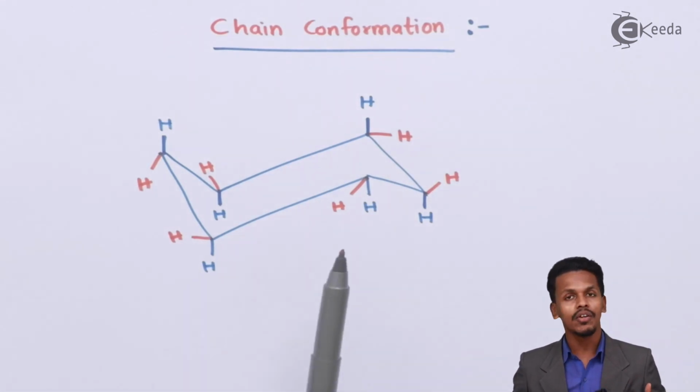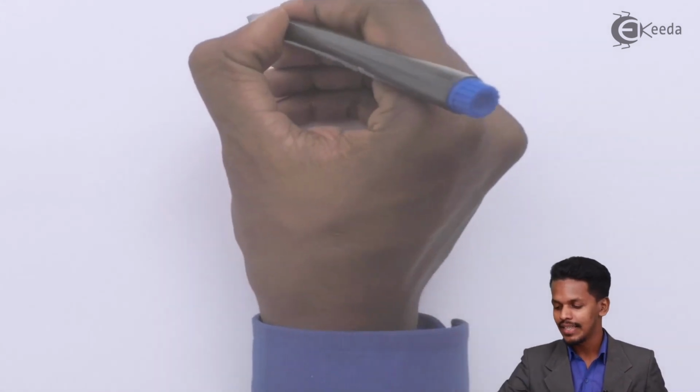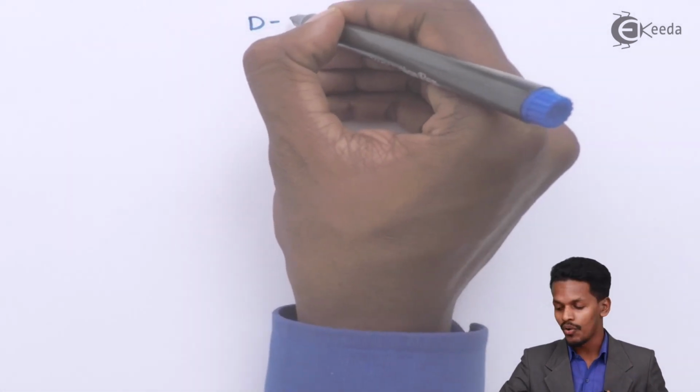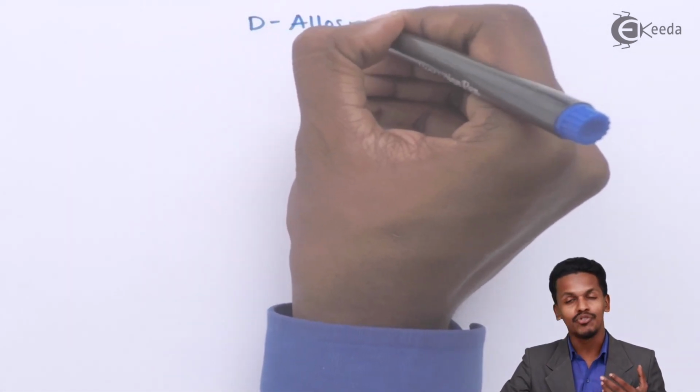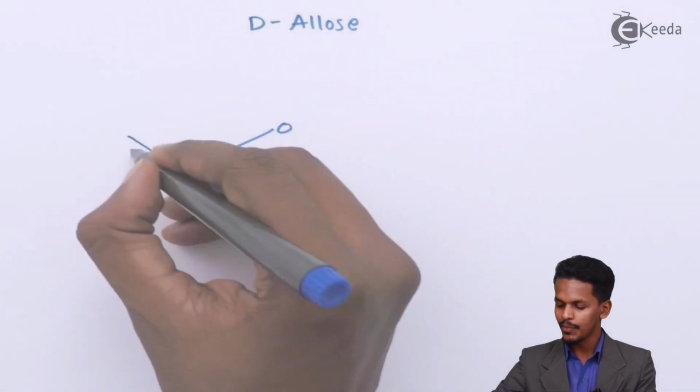Similarly, this chair conformation can also be applied to other monosaccharides, and for that let me give you an example and make you understand how they are very stable in nature. Suppose we have to give the chair conformation for D-allose. In that case we could get two forms of D-allose in the chair conformation. Let me talk about the first one, alpha D-allose. Alpha D-allose has a structure where there is an oxygen atom over here.